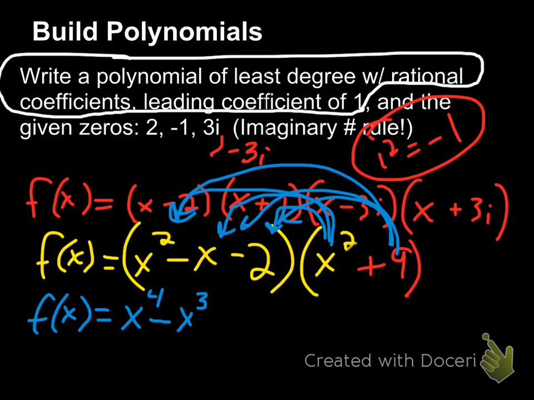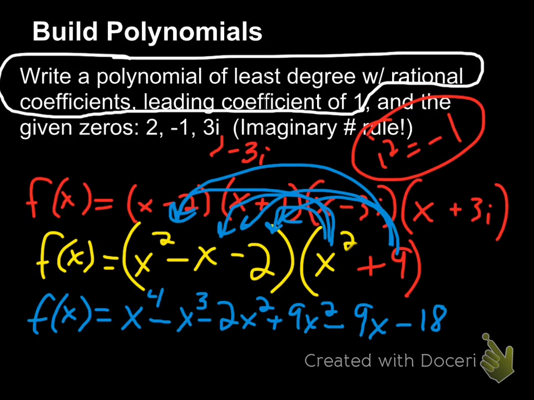So I'm going to take f of x. What is x squared times x squared? x to the 4th. What is x squared times negative x? Negative x cubed. What is x squared times negative 2? Negative 2x squared. Good. And then what is 9 times x squared? 9x squared. And 9 times negative x? Negative 9x. And then what's 9 times negative 2? Negative 18.